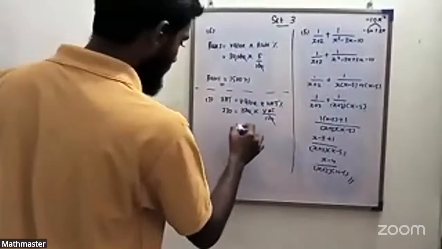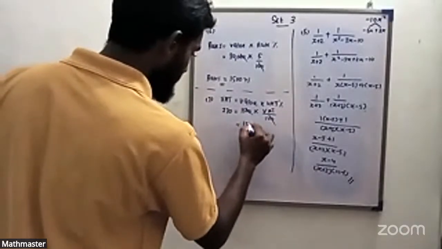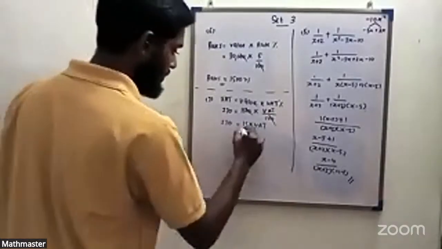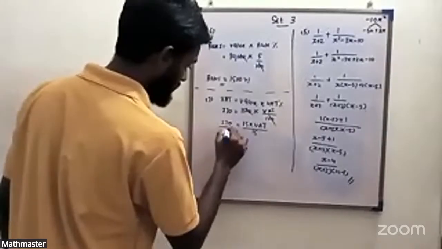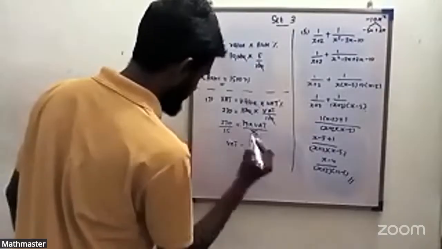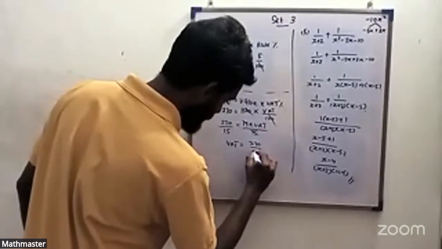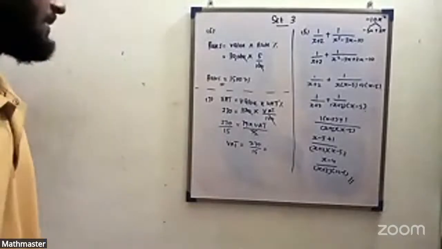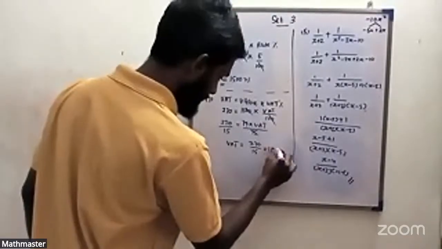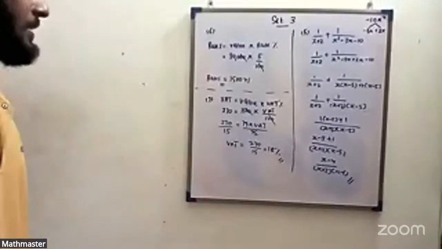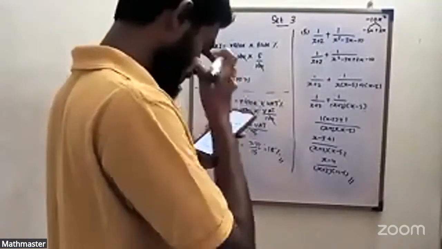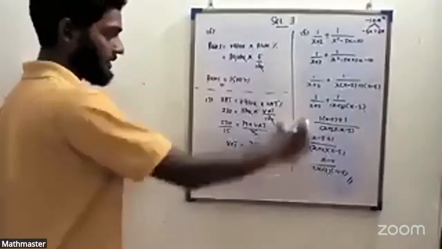100 cancels. So 15 into VAT percentage equals 270. So divide both sides by 15. 15 cancels. So you can find the VAT percentage. VAT percentage equals 270 divided by 15. Divide and see. You get the answer as 18%. So the VAT percentage charged here is 18%. Right? So I hope that you understood this simple part.